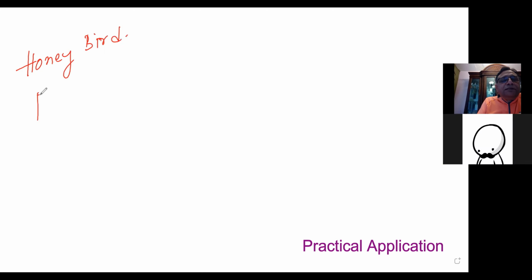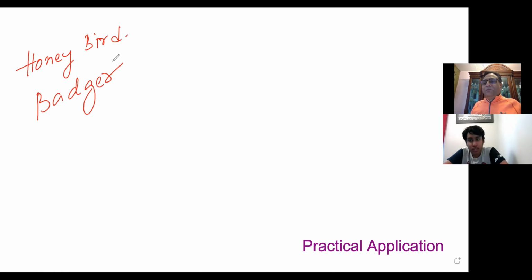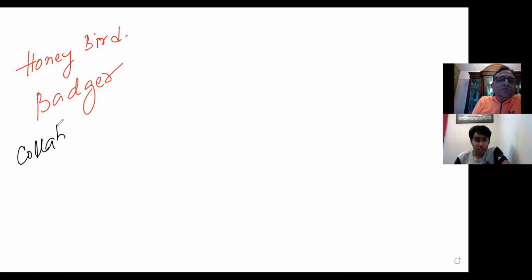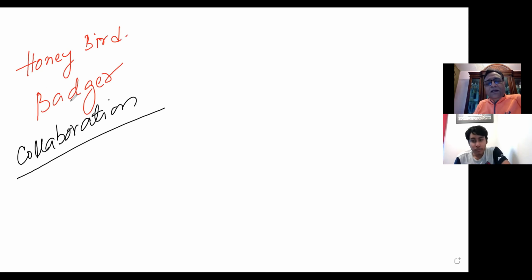Now, here's a very interesting case. There is a bird, the honey bird, and a badger. The honey bird actually figures out where the honey is. You see, in nature it is a collaboration, and the collaboration is between the honey bird and the badger.